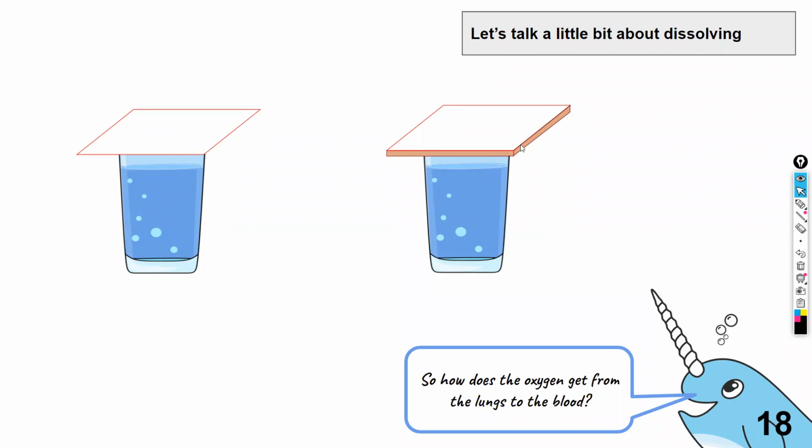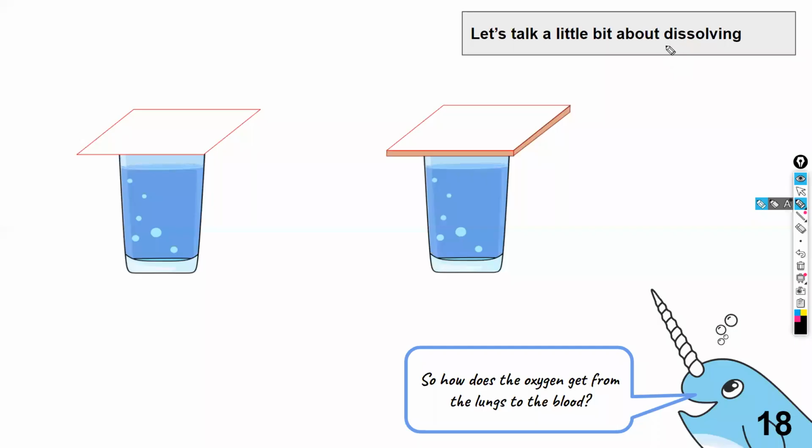On the chat, what's the name of that part of the cell that combines glucose and oxygen to give us energy, which is called respiration? Which part of the cell performs respiration? Right, and I love the answers I'm getting here. It's called the mitochondria, right? The big long M word, right? The mitochondria. But we have to talk a little bit about dissolving.